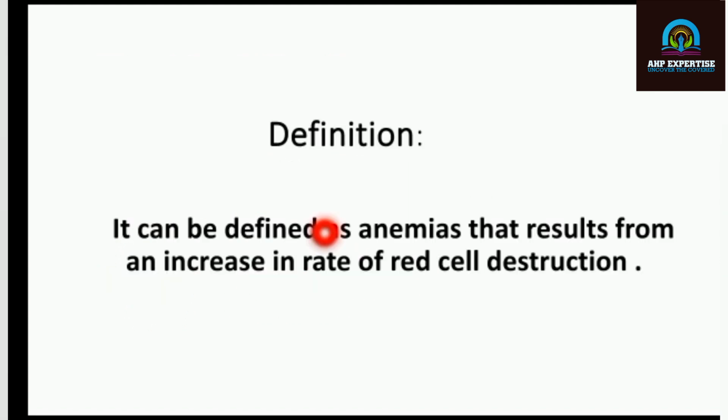So, going to the definition first, it can be defined as anemia that results from an increase in the rate of red cell destruction. When we focus on hemolytic anemia, the word comes from hemolysis, right? Hemolysis means the destruction of red blood cells. So, in short, we can come up with the definition by looking at this word: it is the destruction of red blood cells, the hemolysis, basically.